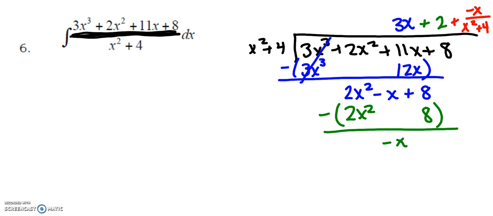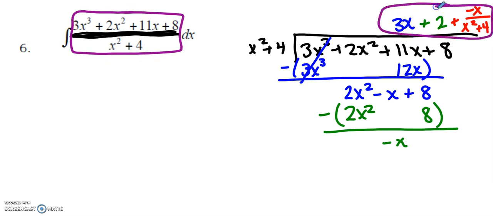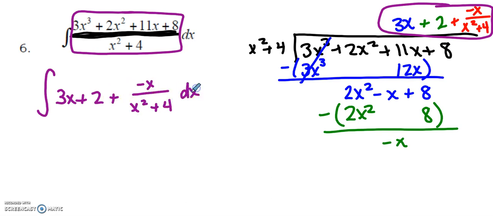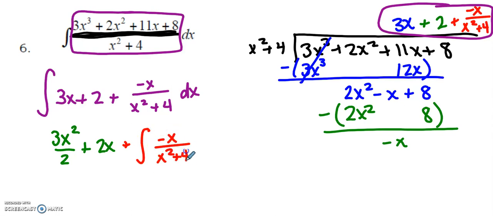Okay, so remember, all that did was say this whole quotient was equal to this. So my new integral is now 3x plus 2 plus negative x over x squared plus 4, because I haven't done any calculus yet. Okay, well this is good because now I've got addition going on, so I can do each one of these pieces individually. So the antiderivative of 3x is going to be 3x squared over 2. The antiderivative of 2 is just going to be 2x. And now I've got this antiderivative of negative x over x squared plus 4 dx. And I don't know what that is off the top of my head.